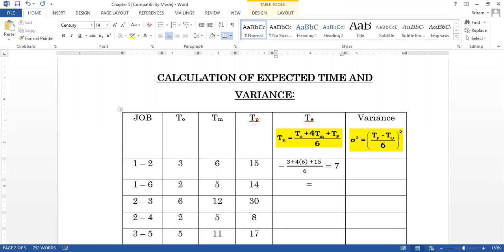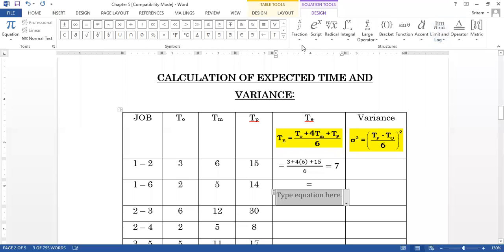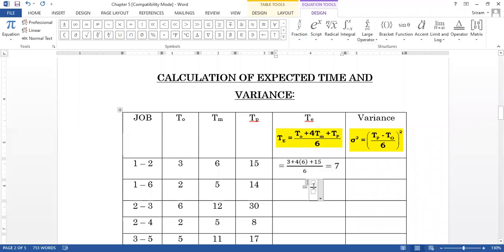For each activity, we have to find the expected time. Don't forget that. We are going to apply the same rule, there is no change in the rule. TE is nothing but T naught plus... What is the first value, T naught, here?